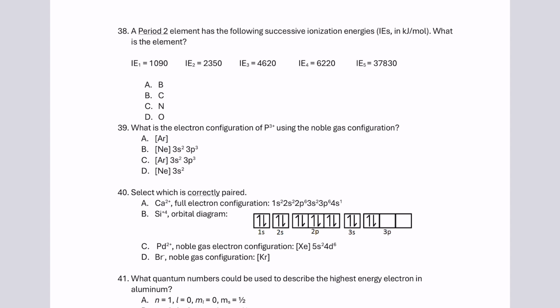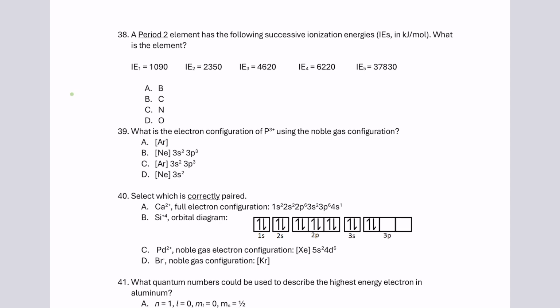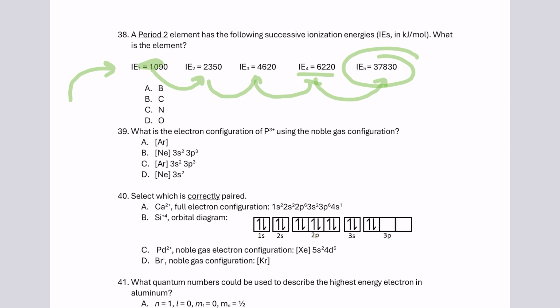Problem 38 says, a period 2 element has the following successive ionization energies in kilojoules per mole. What is the element? If we take a look at the given ionization energy data, it shows a steady increase in energy that's required to remove the first 4 electrons. Then that's followed by a huge energy jump in the 5th ionization energy. This is almost 6 times greater than the 4th ionization energy.